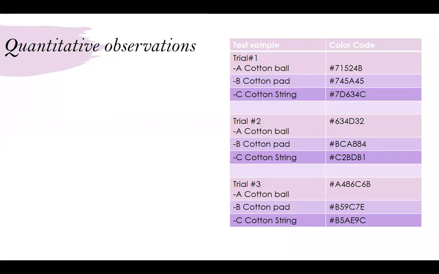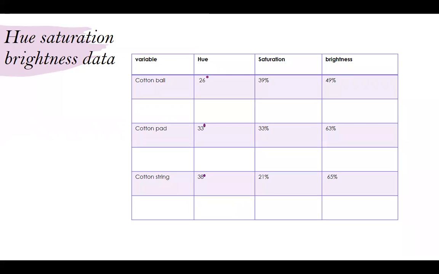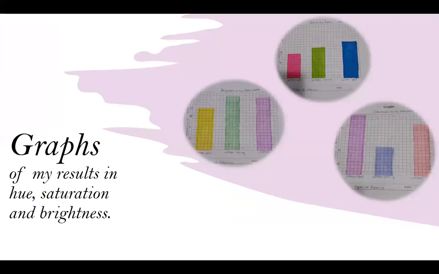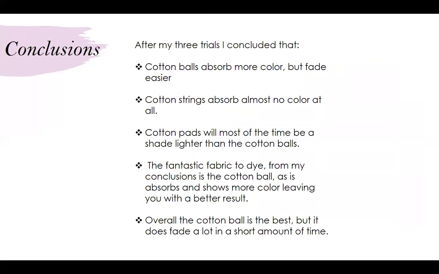My quantitative observations. Here are the color codes that I used to find the colors of all my fabrics and samples. Here are the levels of hue, saturation, and brightness for all my different fabrics. Here are the graphs that I drew after I found out the data of hue, saturation, and brightness.